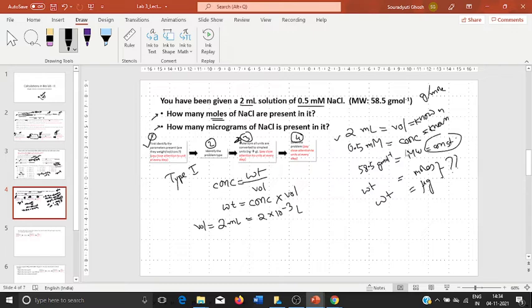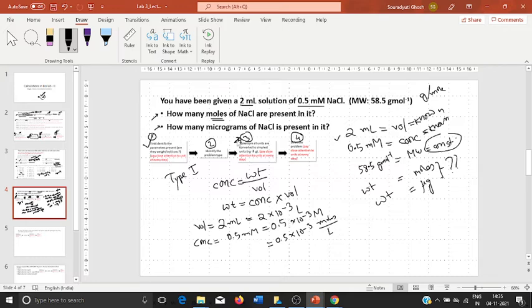Concentration is provided in millimolar. So let's convert to the simplest units, that is 0.5 millimolar. We convert it into 0.5 into 10 to the power minus 3 molar. If we remember correctly, molar can be represented as moles per liter. That's just rewriting the molar. So molar can be represented as number of moles per liter.